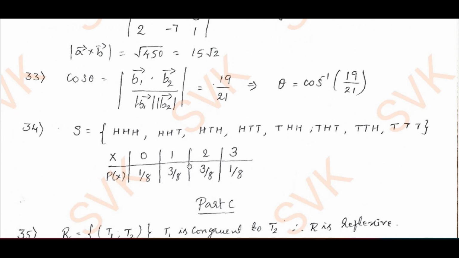Finding the sample space, then the distribution table, I have applied. The probability of x is given by 1/8, 3/8, 3/8, 1/8.